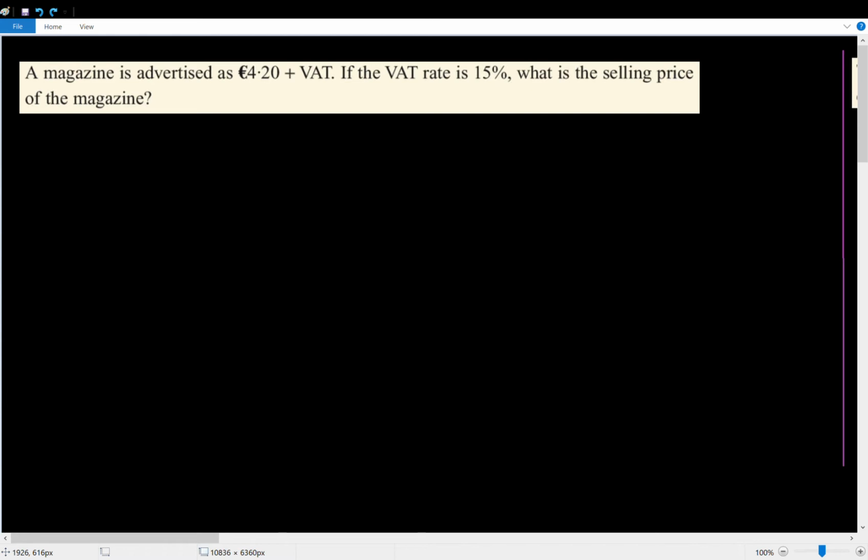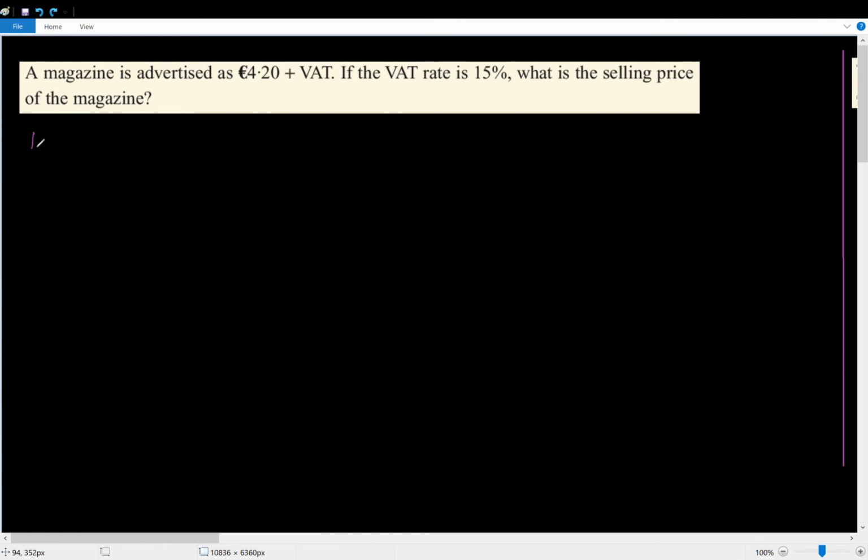So we'll start with this question here. A magazine is advertised as €4.20 plus VAT. If the VAT rate is 15%, what is the selling price of the magazine? So there's two ways we can go about applying a percentage increase onto something. We can find the percentage itself and add that on. So we'll do that first.